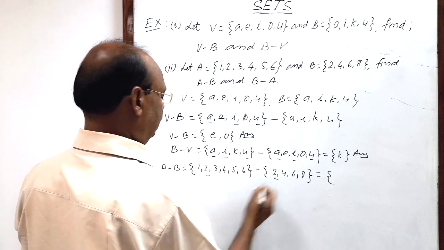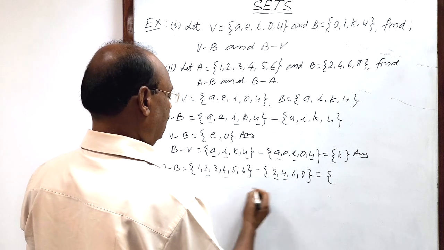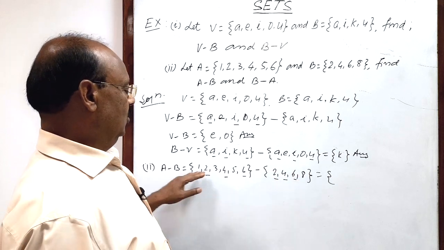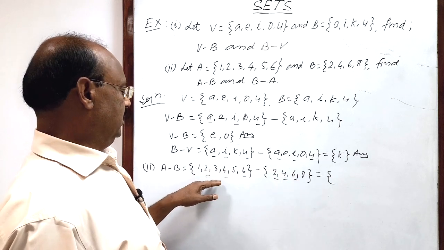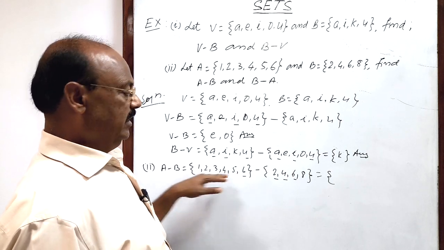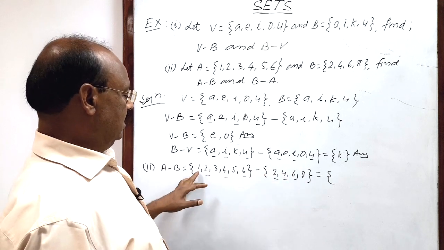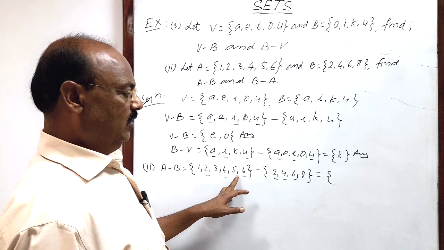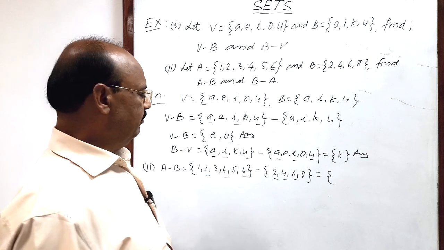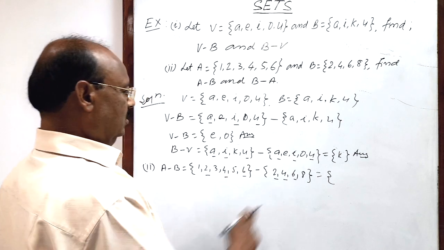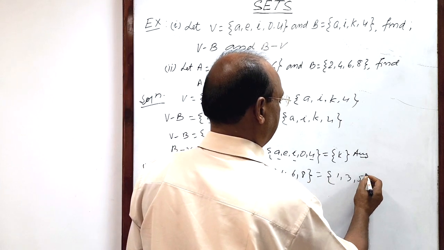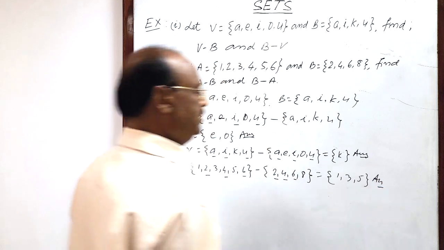Element 2 is common, element 4 is common, and element 6 is common. So these three elements 2, 4 and 6 will be removed from this A, and remaining elements will be 1, 3, 5. Even numbers are being removed, 2, 4, 6, and remaining numbers are only odd numbers here, 1, 3 and 5. It doesn't matter that 8 is here which is not available, it will not affect this process. So this set will consist of 1, 3, 5. This is the set A minus B.